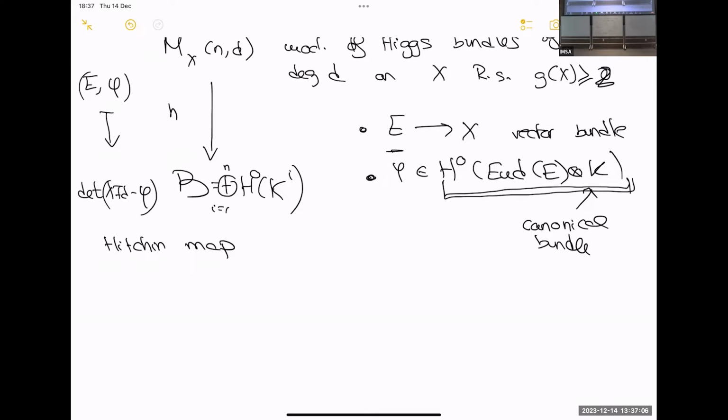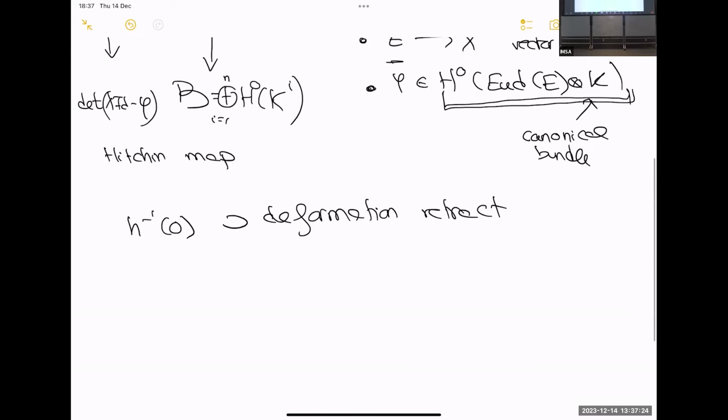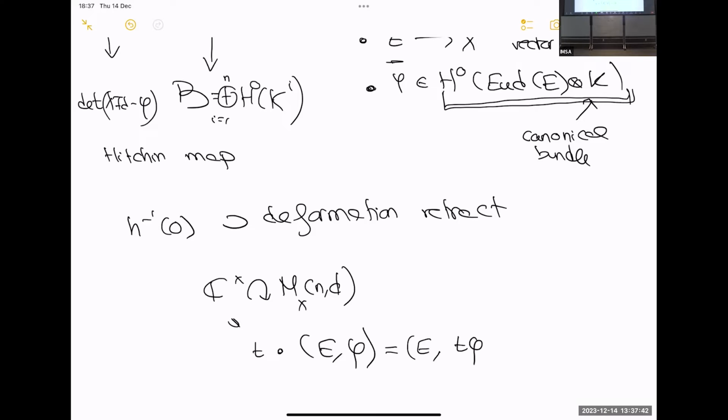Something else that's interesting about the nilpotent cone is that it contains a deformation retract of the moduli space, which can be realized via the C-star action that we've already encountered. C-star acts on the moduli space of Higgs bundles just by multiplication. One takes a parameter t in C-star, and it acts on a given Higgs bundle by multiplication of the Higgs field.